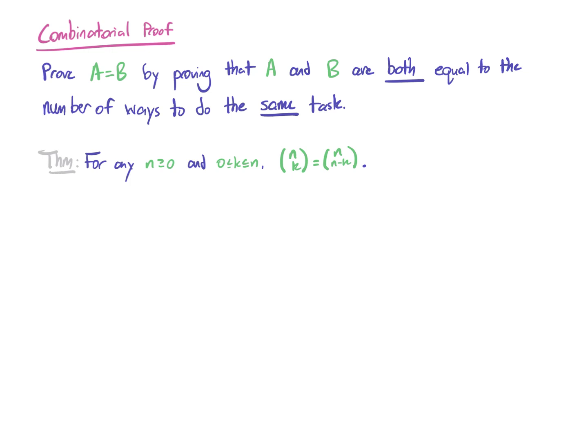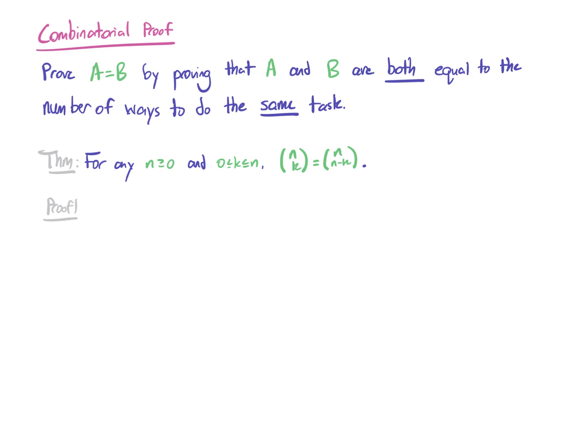Here's a theorem. For any integer n greater than or equal to 0, and any k greater than or equal to 0 and less than or equal to n, it's the case that n choose k is equal to n choose n minus k. So this is a theorem that says that these two binomial coefficients are equal to each other.